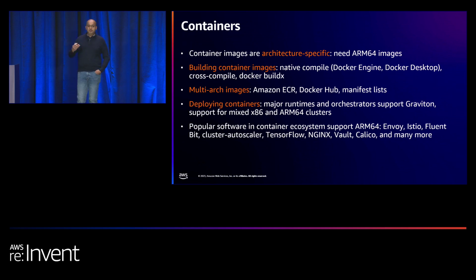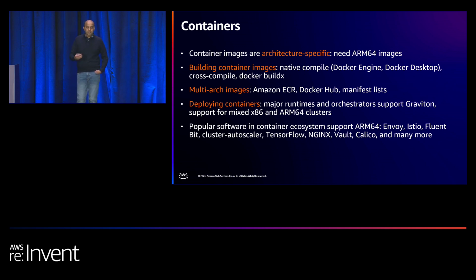In terms of what you need to do and some steps you need to think through for moving containerized workloads, the container images are architecture specific, so you would need ARM64 images for the containers. Now, the good news is that the majority of the popular software in the container ecosystem, you can already find images available in the registries of your choice. Some examples are listed over here, and there's more detailed documentation in our technical guide.